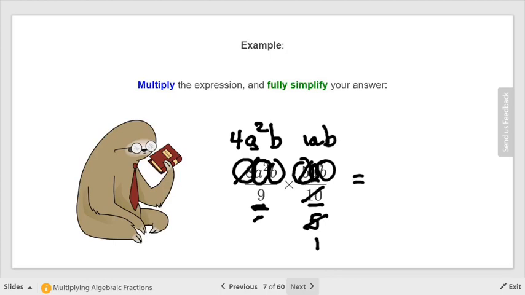Now that I've reduced it all, I'm going to multiply how? Straight across. Good. So 4, and multiplying terms, just like we did last time. 4 times 1 is 4. a to the second times a is a to the what? Second power? Remember, it's a to the second times a.